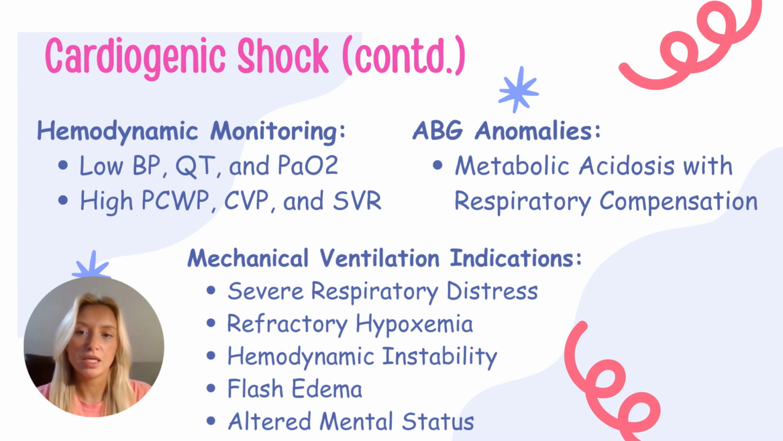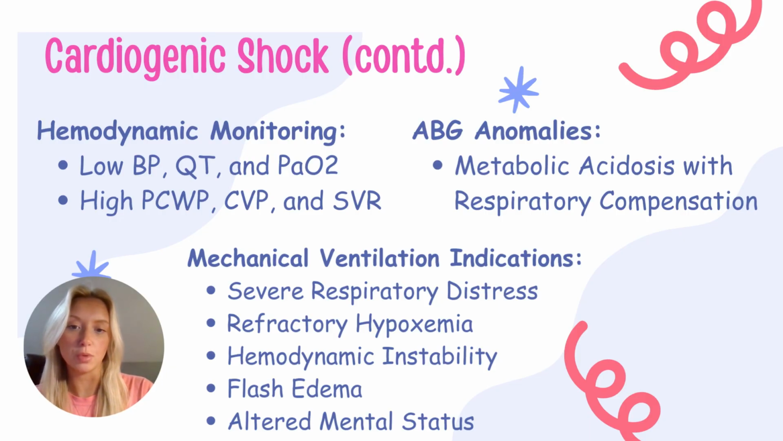An ABG in a patient in cardiogenic shock is typically going to show a metabolic acidosis due to lactic acid buildup with respiratory compensation. So we're going to have a low pH, low bicarb, and a low CO2 to compensate there. And some indications for mechanical ventilation are going to be severe respiratory distress, usually tachypnea with rates greater than 30 breaths per minute, refractory hypoxemia despite non-invasive support, hemodynamic instability, and flash pulmonary edema.